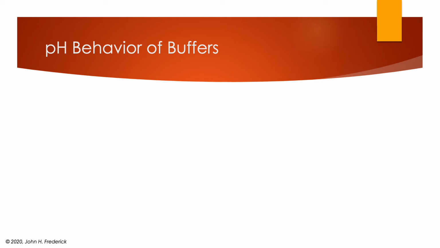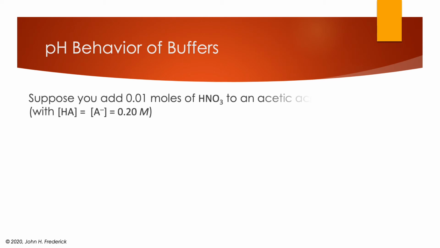Now, I want to close by talking about what happens in buffer solutions when we add things to them. So let's suppose that we've created this buffer solution, and we've done it with equal amounts of acetic acid and acetate ion, and we add 0.01 moles of nitric acid to this solution. Now, 0.01 molar nitric acid would normally have a pH of 2, so it's pretty acidic.